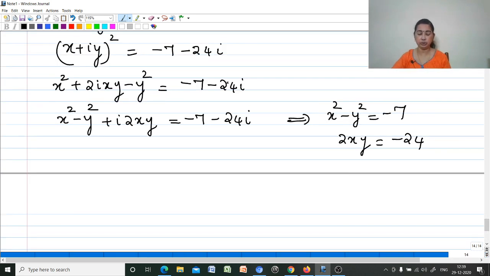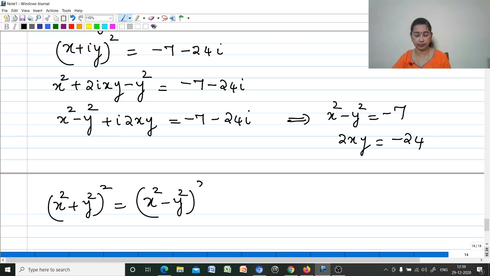Now in order to get x and y, since x square minus y square is there and 2xy is there, we can apply the identity: (x square plus y square) whole square is equal to (x square minus y square) whole square plus (2xy) whole square.